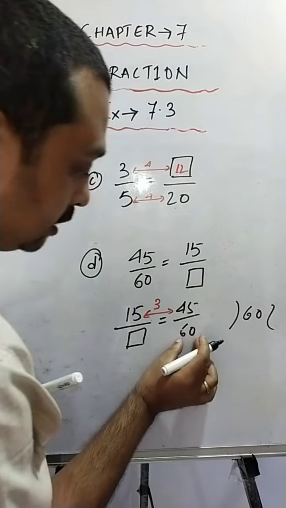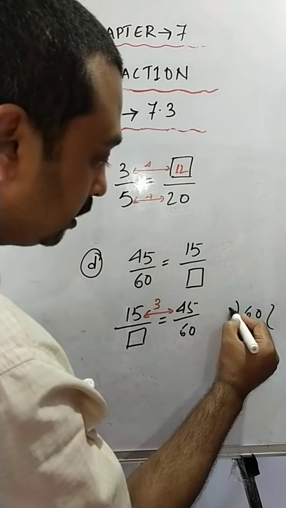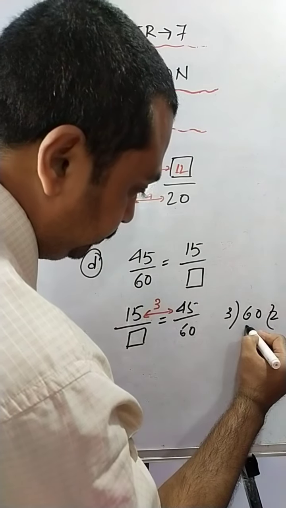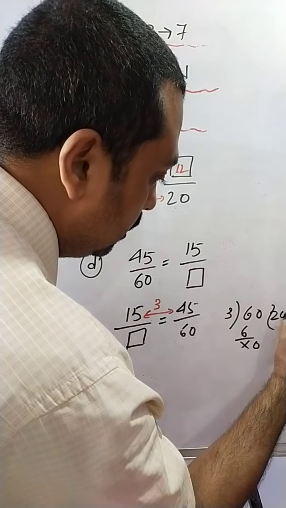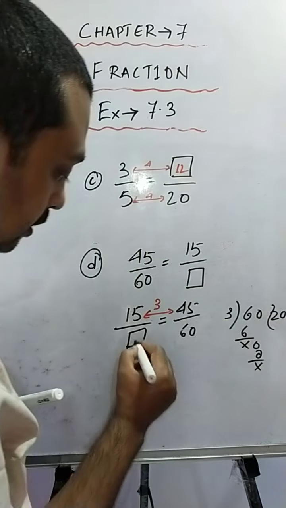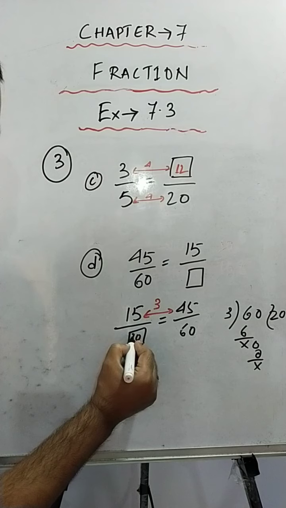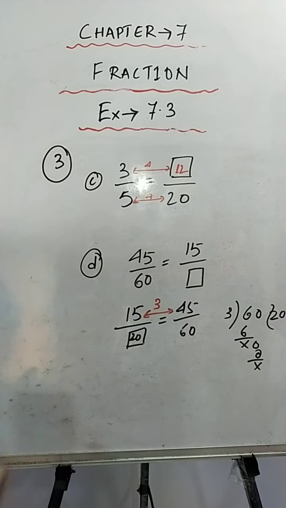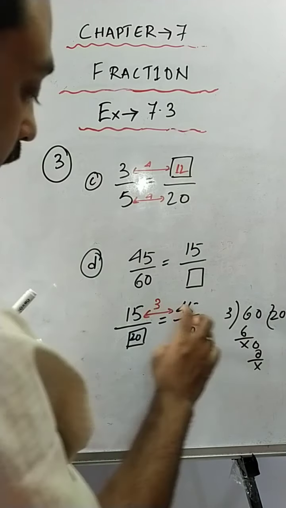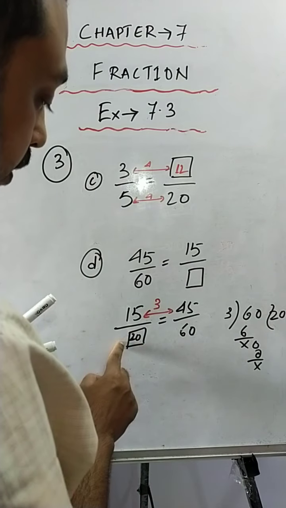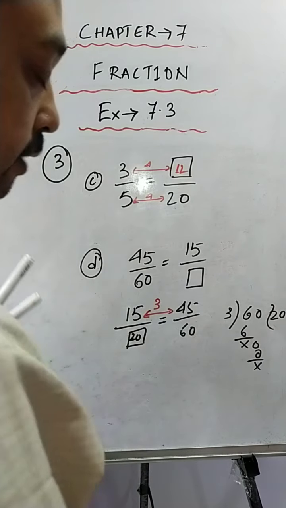60 divided by 3. So that would be 20. So now you see 20 into 3 is 60. Isn't it? So this is how you will find out the required numbers, and both are the equivalent fraction. 15 by 20 and 45 by 60, these are all equivalent fractions.